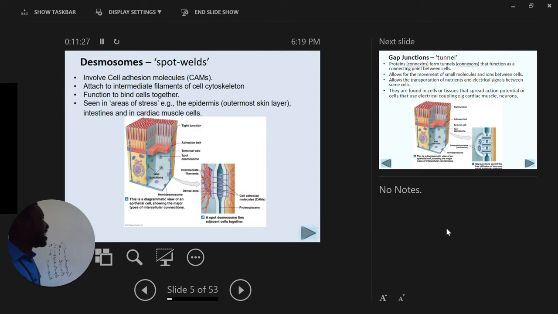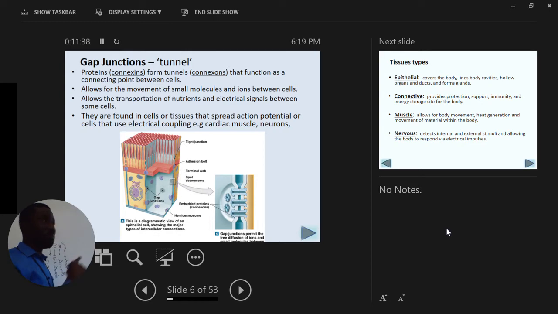All right. Now, desmosome, we call them spot welds. Now, they involve cell adhesion molecules. Okay, I'll come back to this. Let me look at gap junction, okay? I want to look at it like tight junction, gap junction, then I'll come to desmosome.